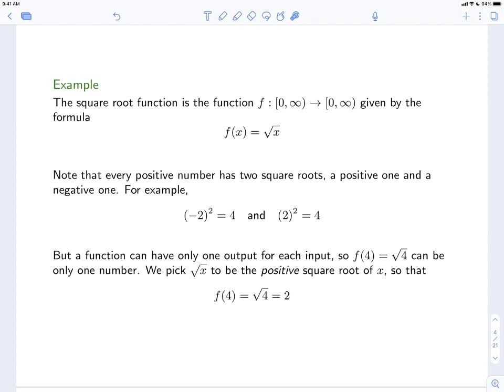You can either look at the negative square root or the positive square root. So just by convention, we take this radical symbol to mean the positive square root. So radical 4 is just one number, the positive square root of 4. So f at 4, f evaluated at 4, is the positive square root of 4, which is 2. Now every positive number has two square roots. Of course, we also have the square root of 0, but that's just one number. The square root of 0 is 0.